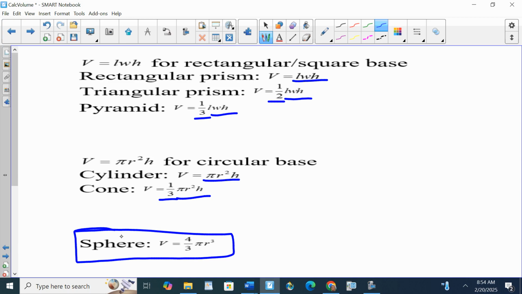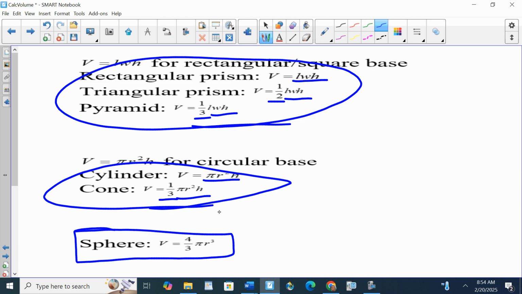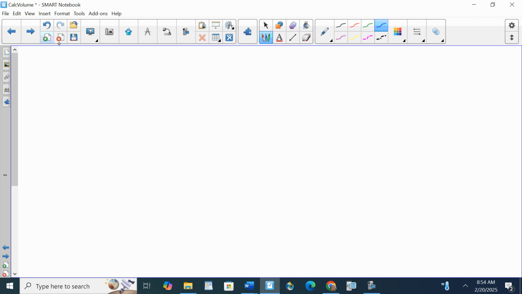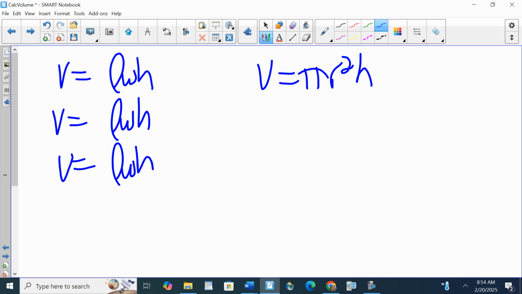So here's how we do it. There's 3 length times width times heights. There's 2 pi r squared heights. Volume equals length times width times height and pi r squared height. 3 length times width times heights. 2 pi r squared heights.